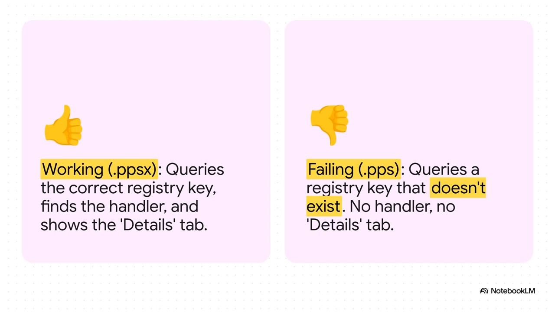By running 2 Process Monitor traces, one while opening the properties of the working file and another for the failing one, and then comparing them side by side, the answer just becomes crystal clear. The investigator saw it right away. For the working file, the system looked in the registry and found the right handler it needed. But for the failing file, it looked for a similar registry key and found nothing. The key simply didn't exist. No key, no handler, no Details tab.